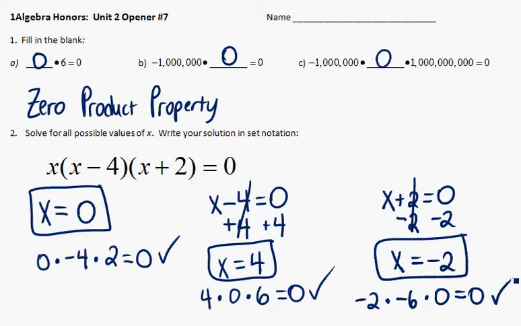So this equation has 3 solutions. x can equal 0, x can equal 4, and x can equal negative 2. So this is a great example of using the zero product property. Remember that anything times 0 equals 0, and you can use that to solve a variety of different equations.